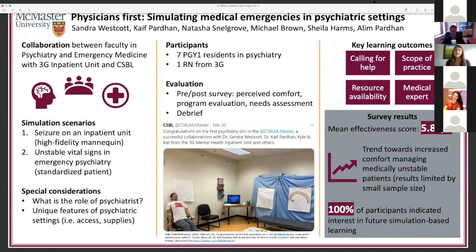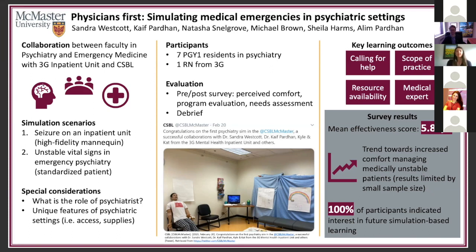We evaluated our sessions using a pre and post survey, looking at perceived comfort managing medical emergencies, doing a bit of a program evaluation in terms of perceived effectiveness, as well as a needs assessment, because this was the first time that we used simulation in our program, and we wanted to explore opportunities for future simulation.